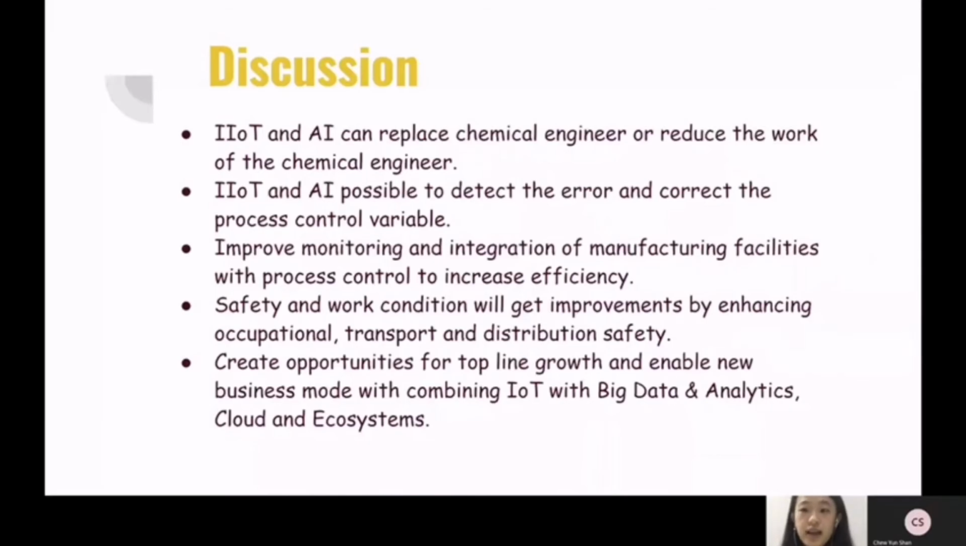For the discussion part, the Industrial Internet of Things and artificial intelligence can replace chemical engineers or reduce the work of chemical engineers to make it more convenient. Besides, they are able to detect errors and correct the process control variables to reduce human error that happens in the process. For the third point, the technology can make the process control variables reach the desired operating conditions, and it can also maximize productivity. For the fourth point, like the previous example, the technology can help people reduce the chance of being exposed to hazardous chemicals. For the fifth point, it creates opportunities for top-line growth and enables new business models.